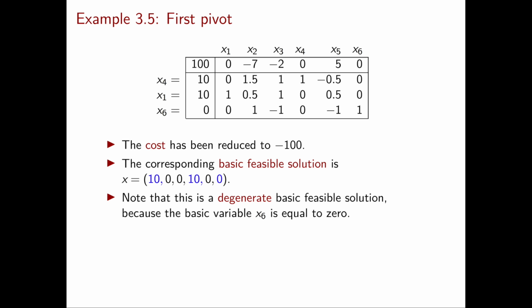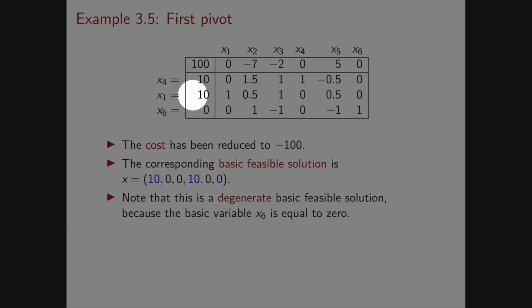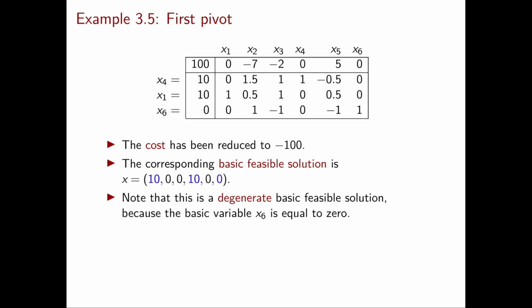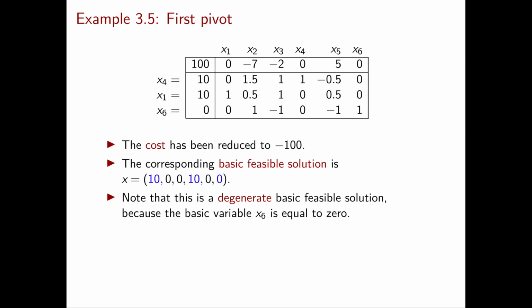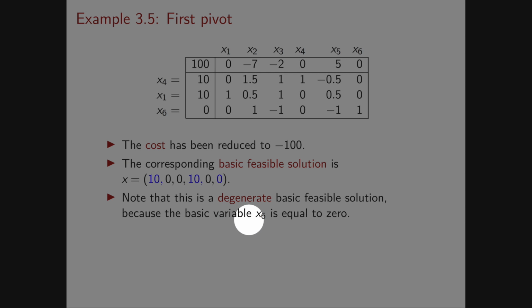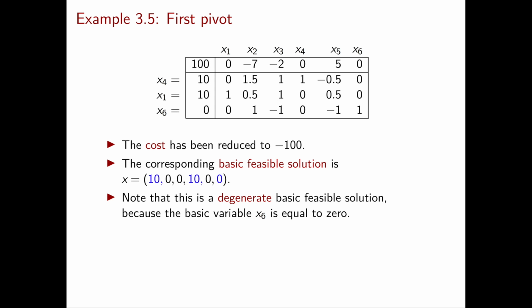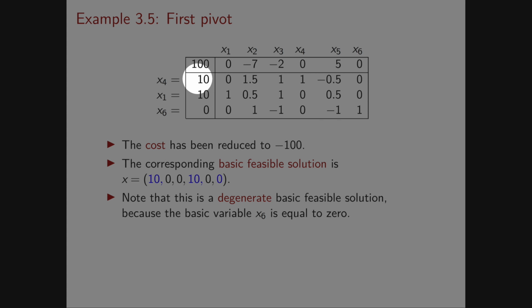We can also write down explicitly the current basic feasible solution. We will have that x1 is equal to 10, x4 equal to 10, x6 equal to 0, and all the other variables, the non-basic ones, will be 0. So the full vector is this x, 10, 0, 0, 10, 0, 0. We also notice that this is a degenerate basic feasible solution, and this is because the variable x6, which is a basic variable, is equal to 0. In particular, you have a degenerate basic feasible solution if and only if you have a 0 here in the 0th column, except of course for the 0th row.